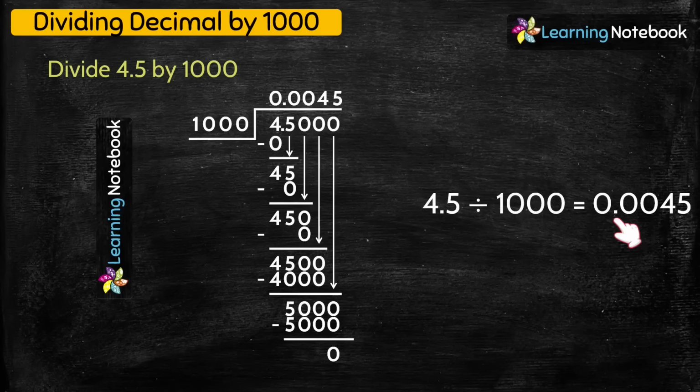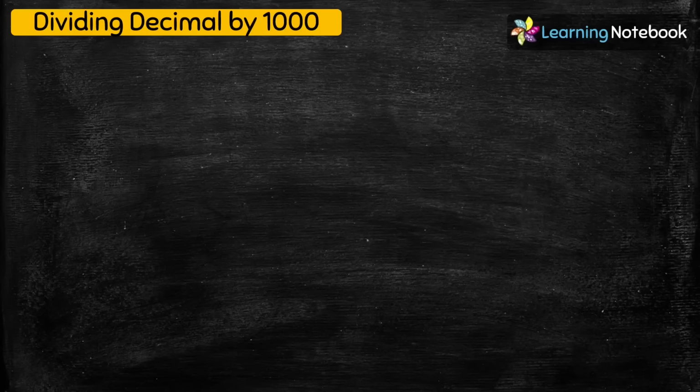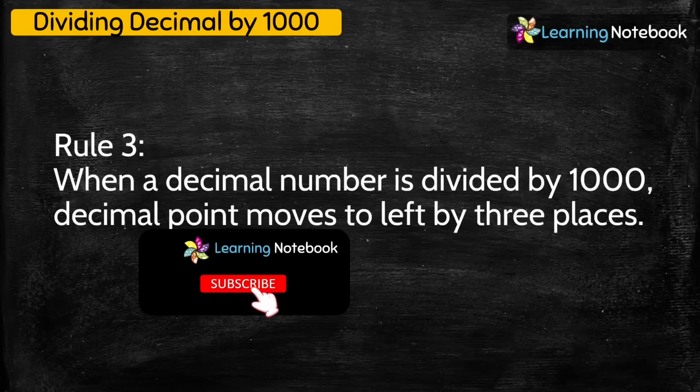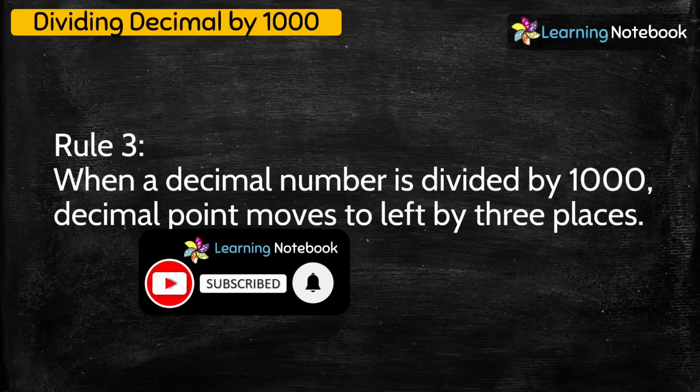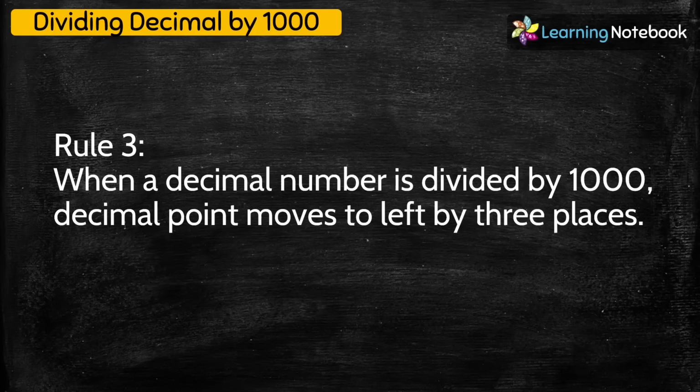0.0045. So students, here we can observe when a decimal number is divided by 1000, the decimal point moves to left by 3 places. So this is our rule number 3. When a decimal number is divided by 1000, the decimal point moves to left by 3 places.